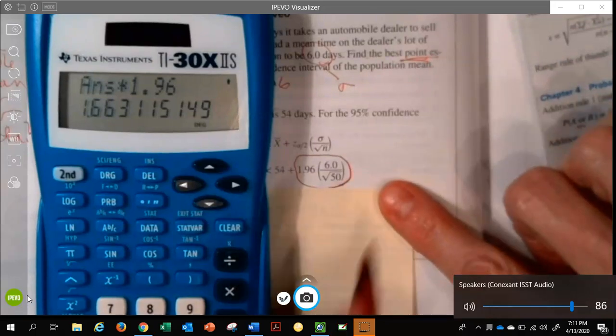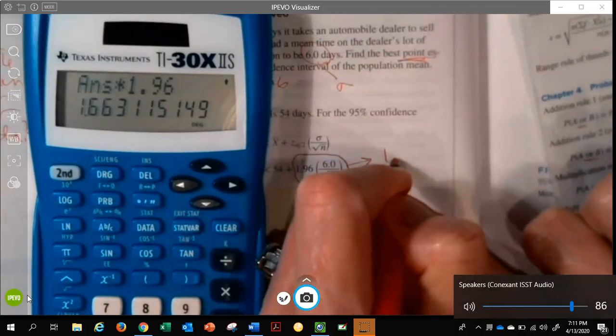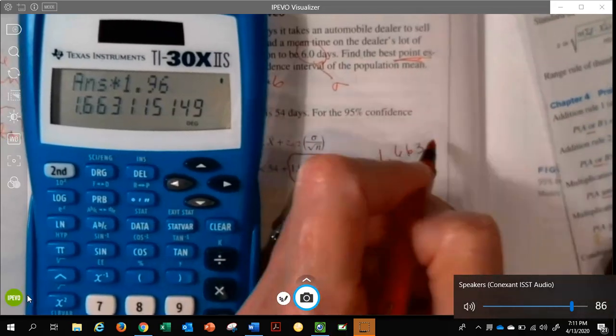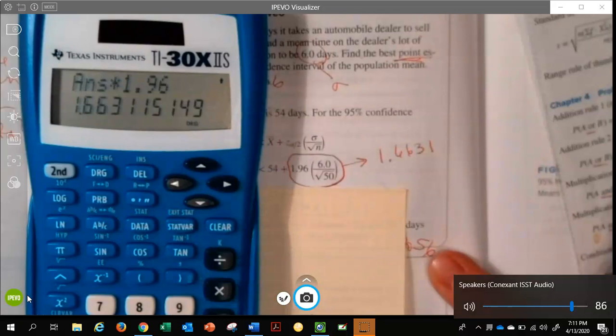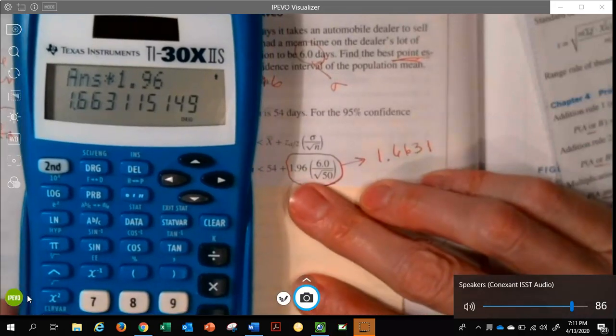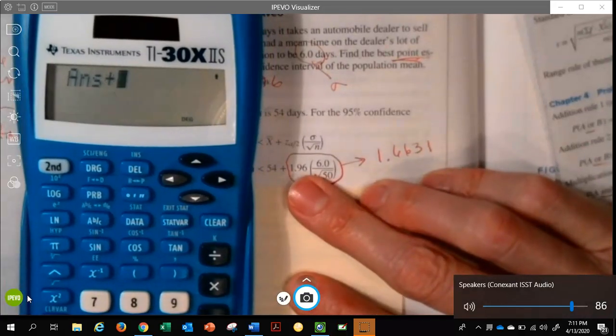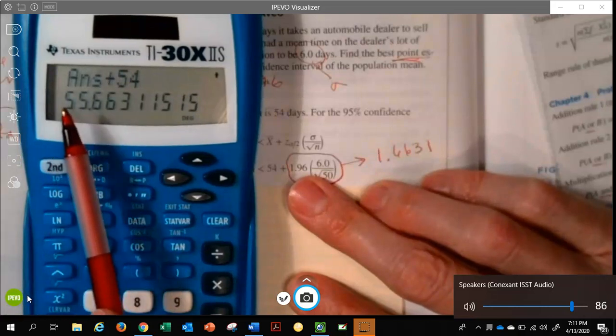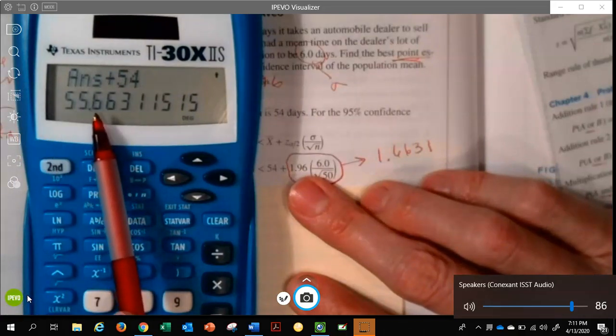So I think this magic number is 1.663. I know we had rounding rules, we had other stuff. So now on this far right side, I'm going to add that to 54. And I'm getting a number of about 55.67.